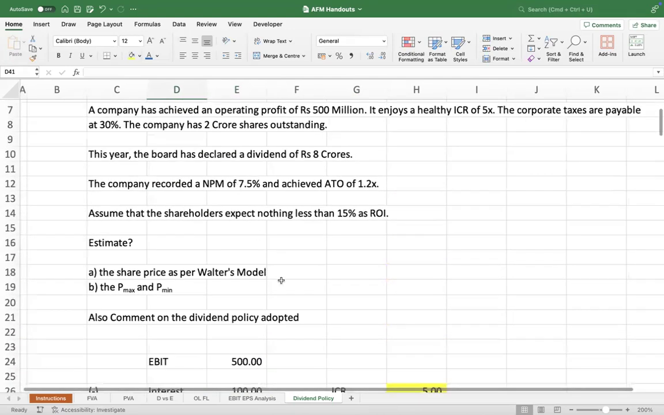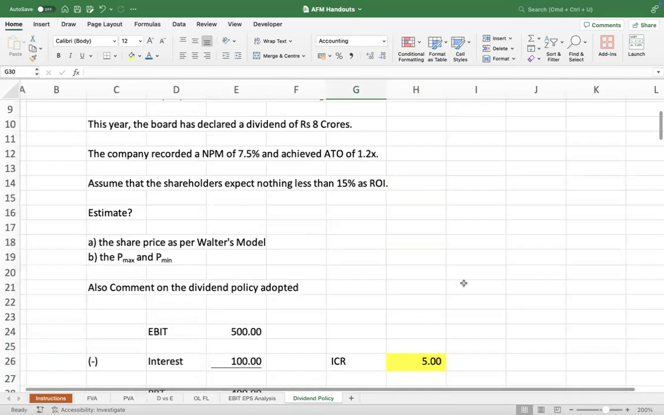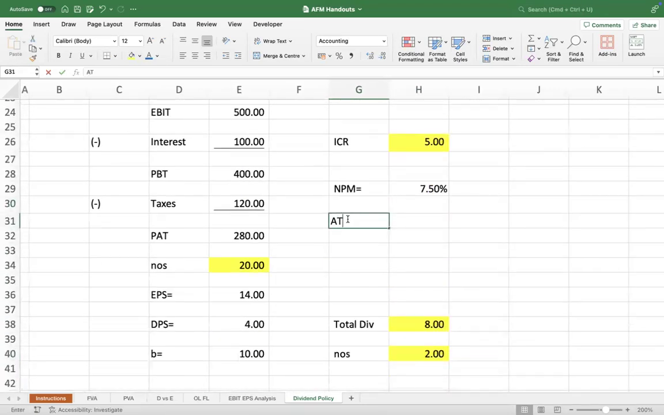Now, you are also given NPM and ATO as inputs. So net profit margin is given to be 7.5%. ATO is given to be 1.2 times. Now, how do you make sense of this information? Net profit margin, the formula is net profit divided by sales. Asset turnover ratio, any turnover ratio, you will have the sales or the revenues in the numerator, and the subject, average of the subject in the denominator. So ATO would mean sales divided by assets.